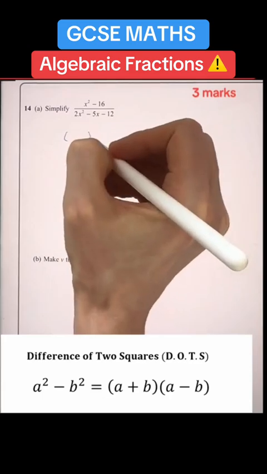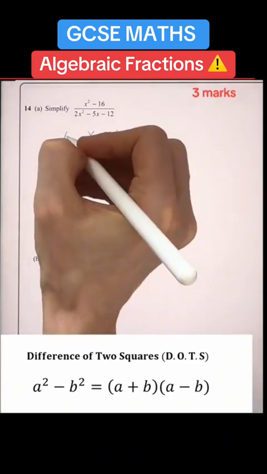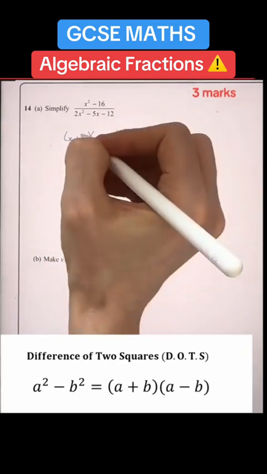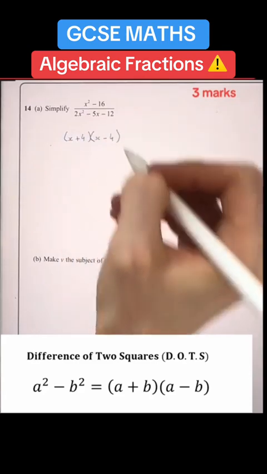So opening our double brackets, here, what times by itself gives us x squared? We know it's going to be x and x. One is a plus and one is a minus. And we know 16 is 4 squared, so plus 4 and minus 4.